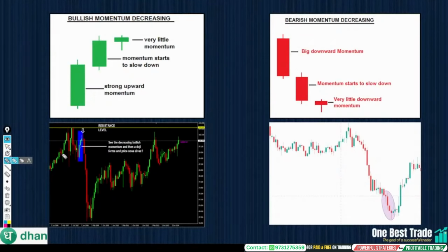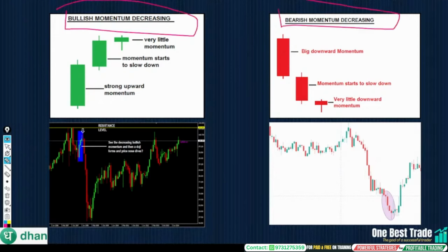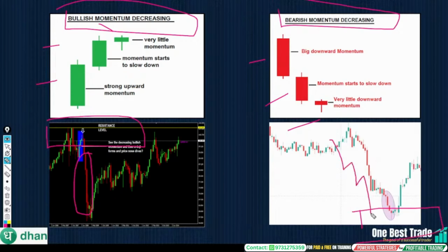And this is again one more 3 candle reversal pattern. We call it the bullish momentum decreasing, bearish momentum decreasing pattern, where there is a big candle, small candle and very small candle. If it comes near the resistance, we can see such a rejection and reaction. If this kind of pattern comes near the support level after a big fall, that is an exhaustion status.